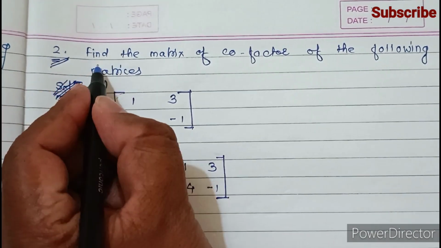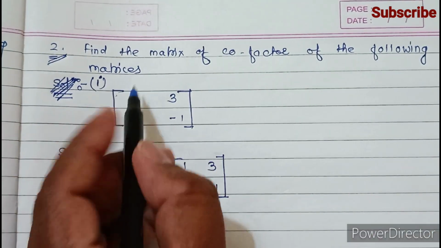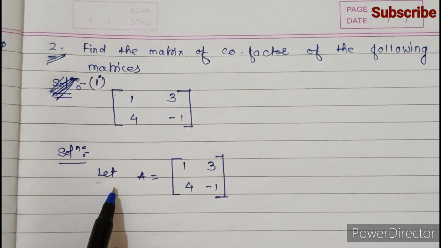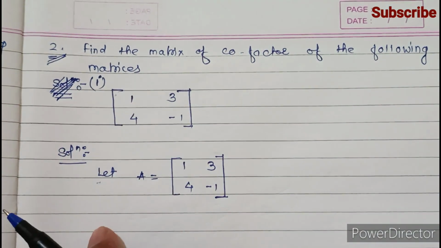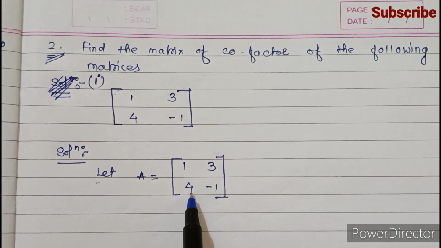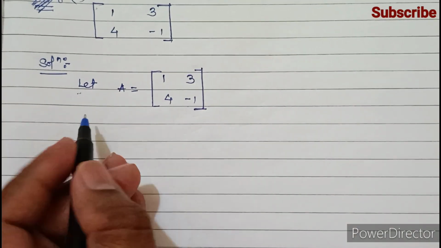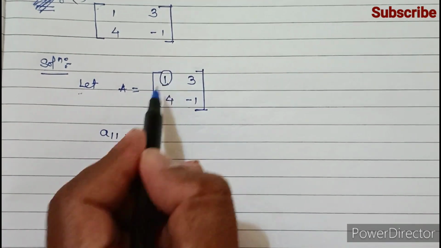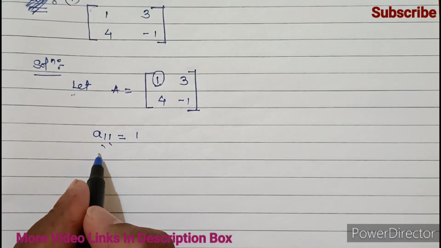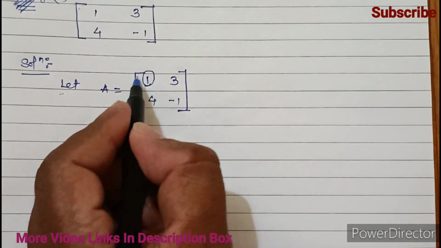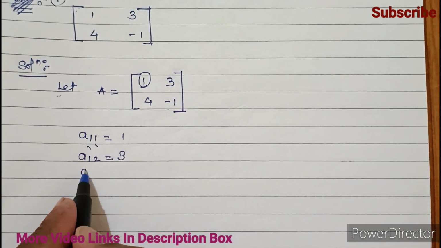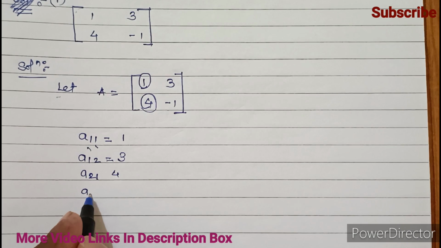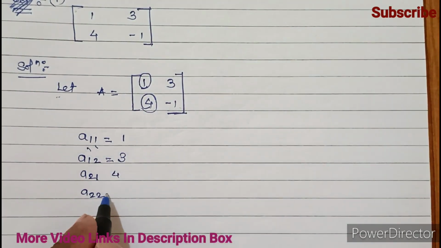Next question, question number 2. Find the matrix of cofactors of the following matrices. Sub question 1, that is 1, 3, 4, minus 1. In the solution part, write down the matrix as it is, that is let A equal 1, 3 in the first row, 4, minus 1. The element in first row and first column is 1, the element in first row and second column is 3. Similarly the element in second row and first column is 4, the element in second row and second column is minus 1.